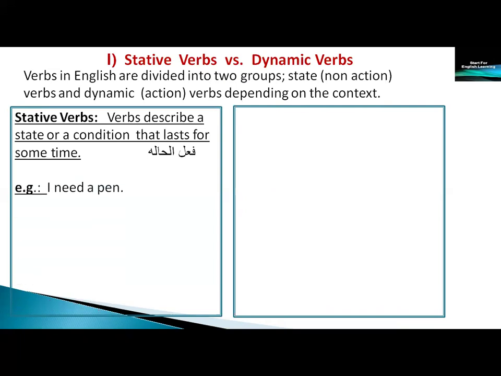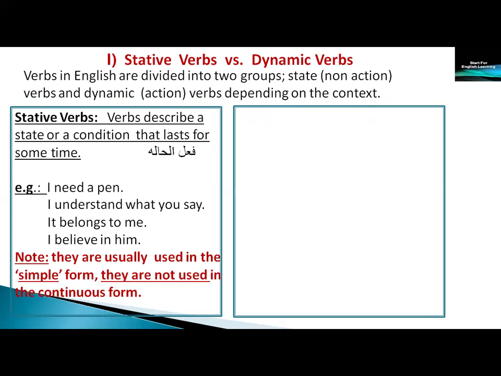Example: I need a pen. I understand what you say. It belongs to me. I believe in him. The verbs need, understand, belongs, believe, they are all stative. Note: stative verbs are usually used in the simple form. They are not used in the continuous form.